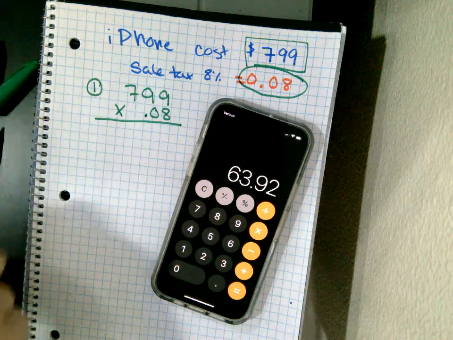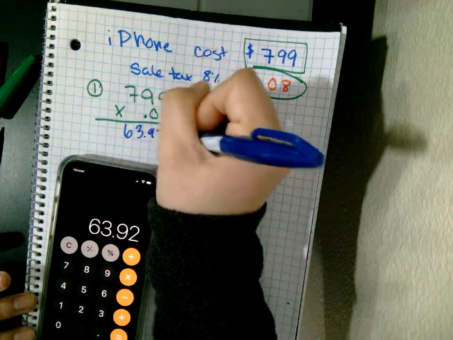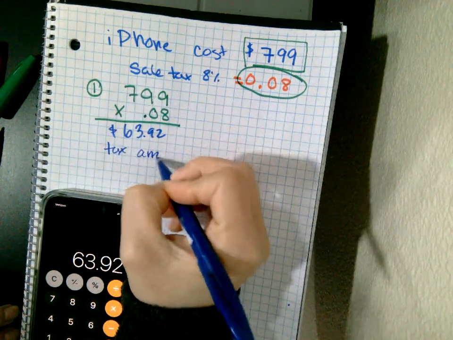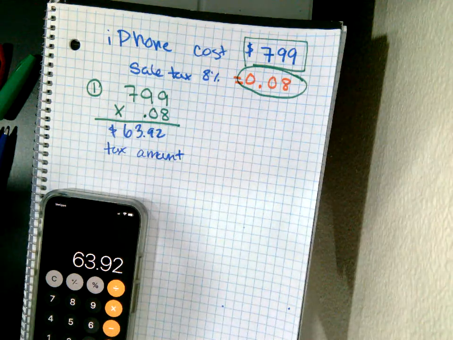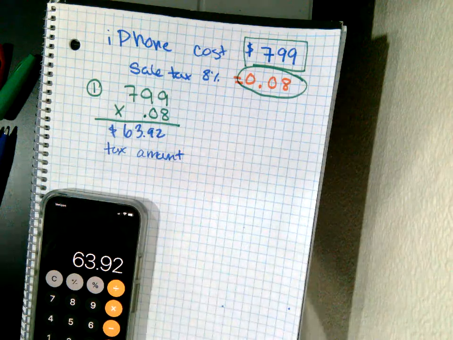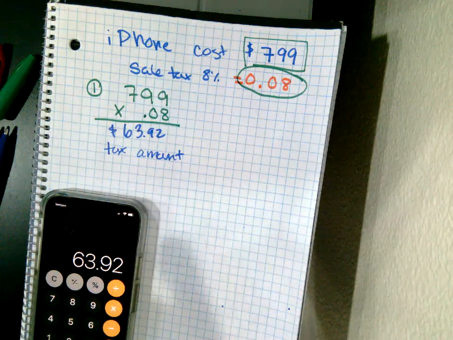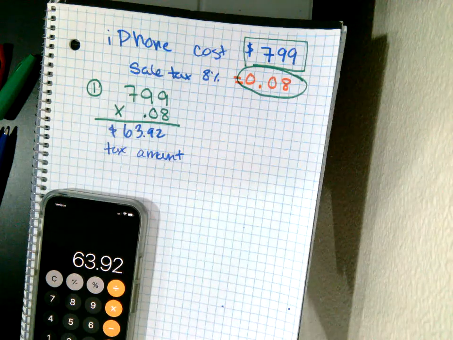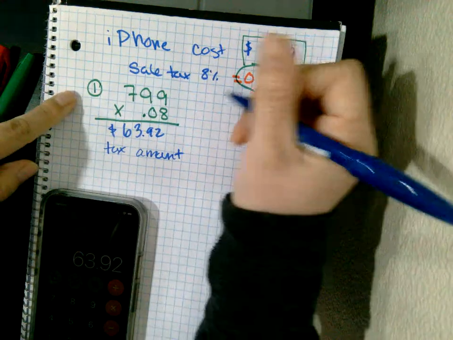All right, so our answer for tax is $63.92. This is the tax amount. This is the extra money you have to pay when you buy things at the store. Even if you order stuff on Amazon, guess what? You get taxed on stuff from Amazon. So you can't avoid it. It's everywhere.